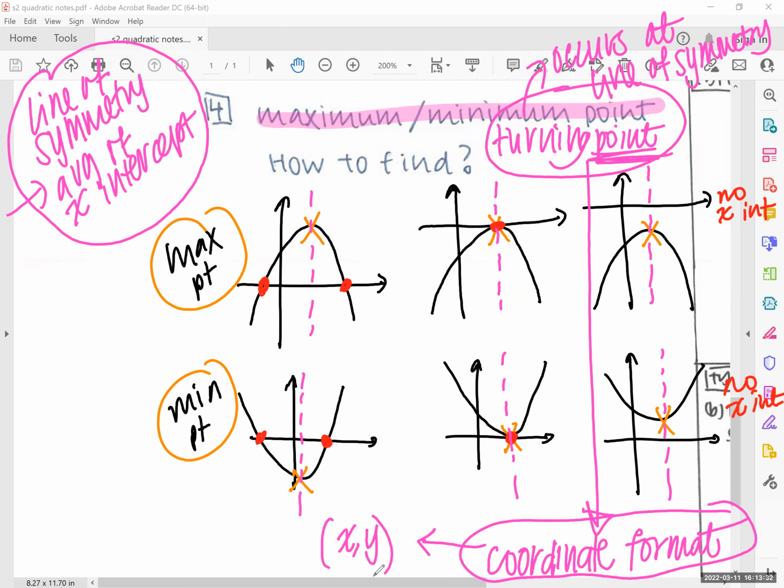Something that you all learned in Sec 1 in linear graphs. And that's all for this whole thing that you need to digest, because next lesson, there will be a test.